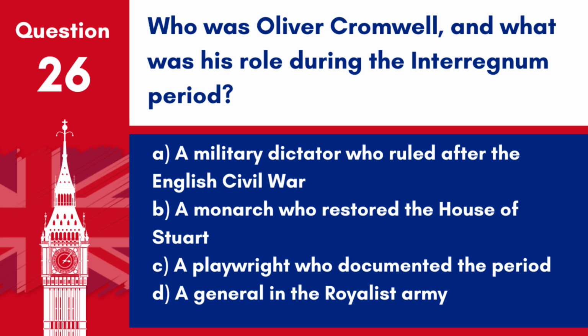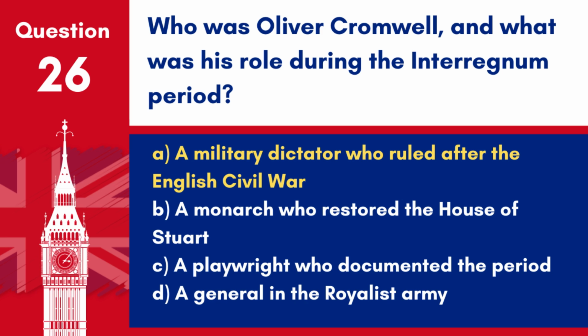Question 26. Who was Oliver Cromwell, and what was his role during the interregnum period? A. A military dictator who ruled after the English Civil War. B. A monarch who restored the House of Stuart. C. A playwright who documented the period. D. A general in the Royalist army.